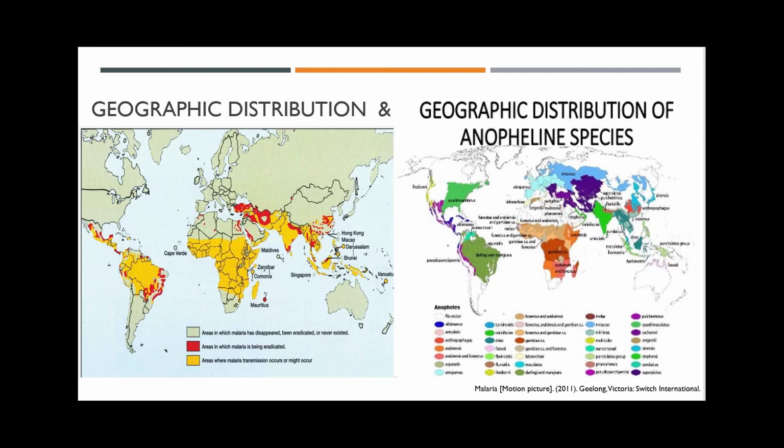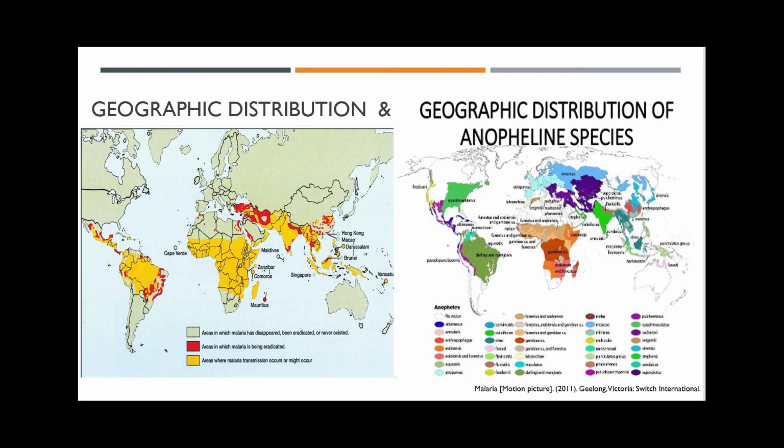The current distribution of malaria in the world is shown on the world map to the left, and the pale green shows areas that malaria is not currently affecting, or maybe it was eradicated or never existed. And you can see that the United States is actually currently one of those countries.